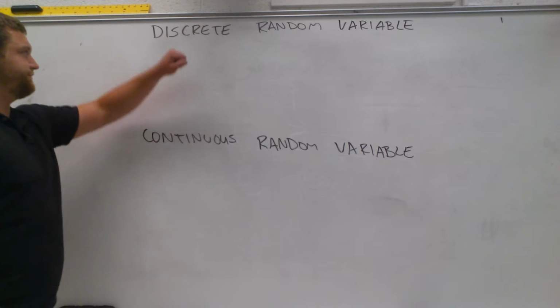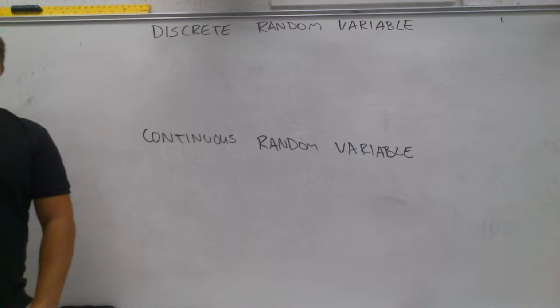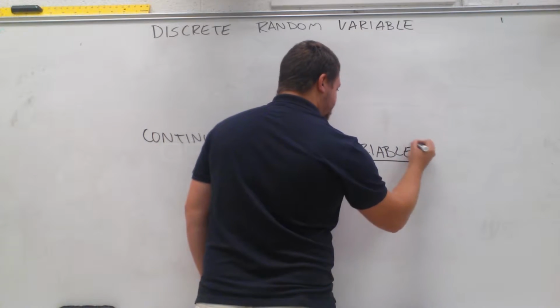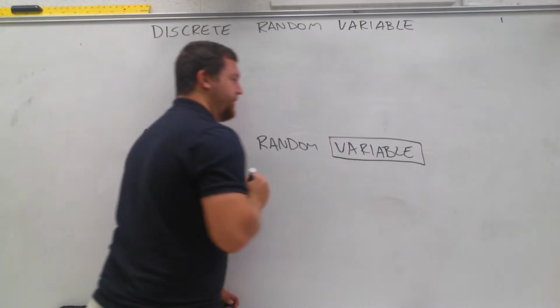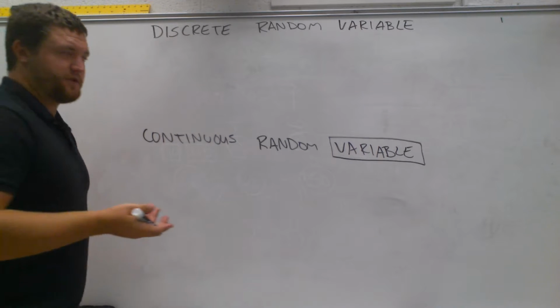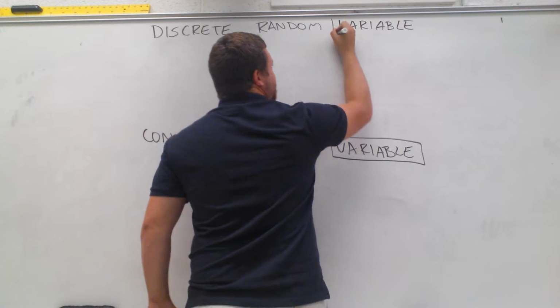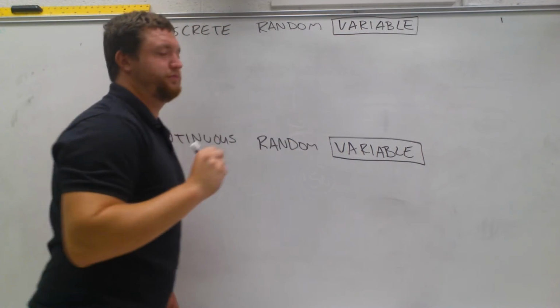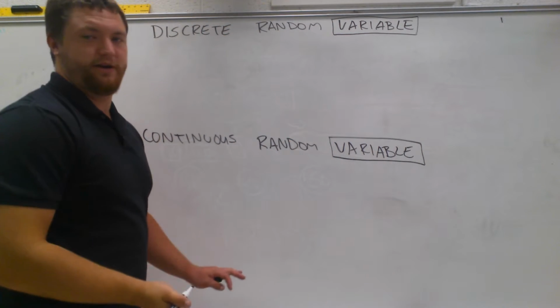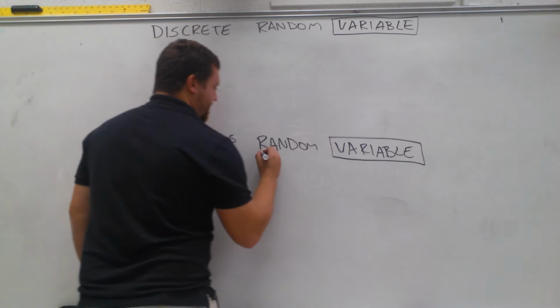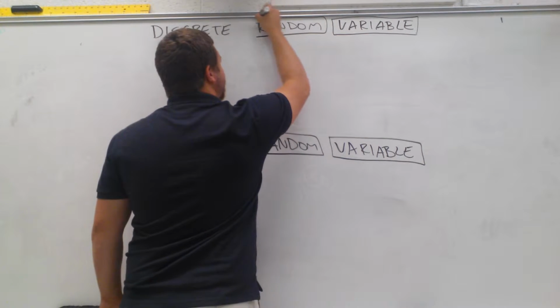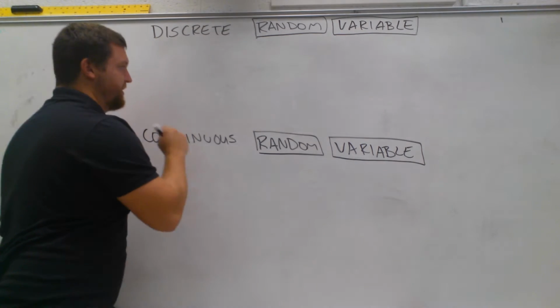So looking at these, what's the difference? We know what a variable is. Okay, we know what that word means. We just talked about it. So it's something that changes. Alright? So an event or a number that changes. Okay? Random. I feel like we all know what the word random means. It's random. So the only thing that makes these different, no matter how big the word is, is discrete and continuous.